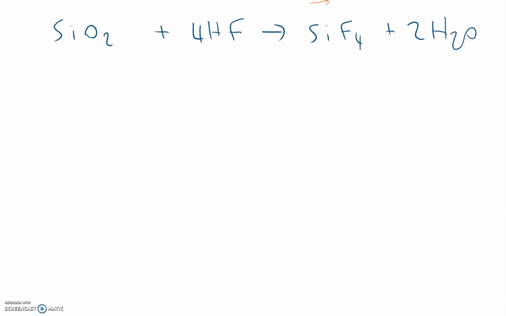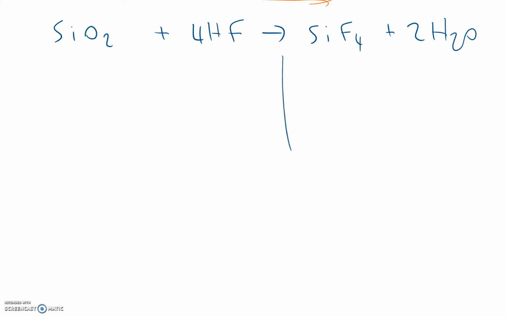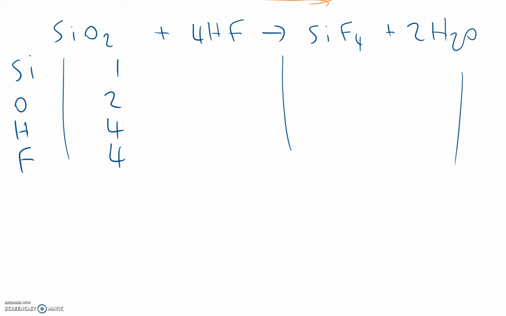And I can double check this to make sure it's balanced by using my columns again and just listing the elements that I have and how many. On the left I have 1 silicon, 2 oxygen, 4 hydrogen, and 4 fluorine. And on the right side I have 1 silicon, 4 fluorine, 4 hydrogen, and 2 oxygen.